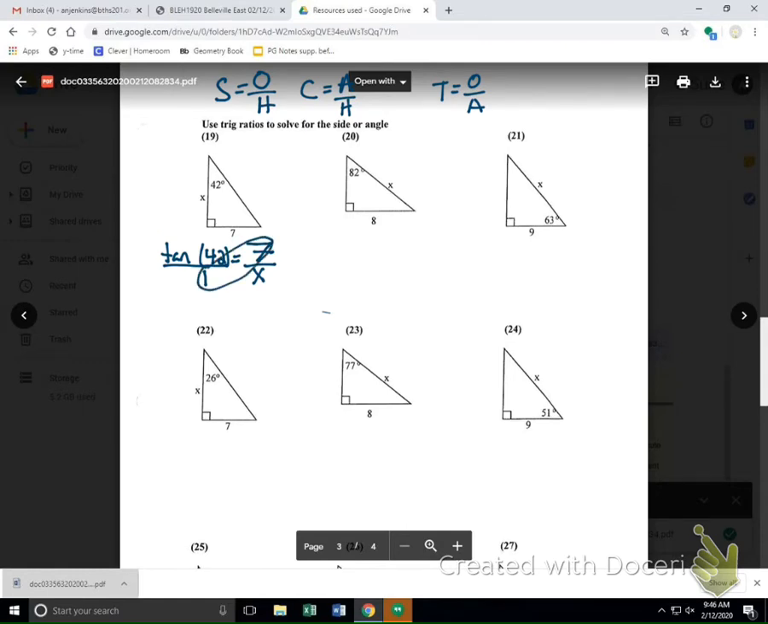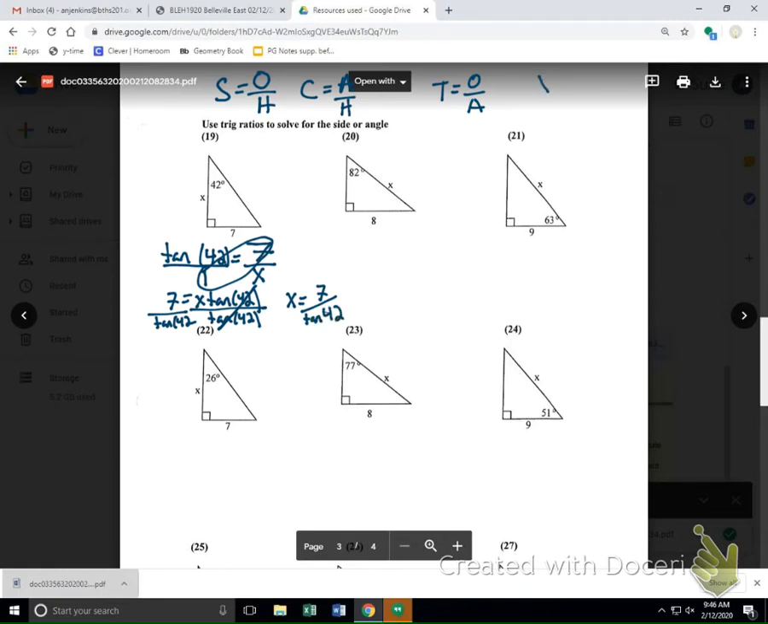We end up with 7 equals x times tangent of 42. We're going to divide by tangent to get that x by itself. So tan of 42. These go away. I'm left with just x equals 7 divided by tangent of 42.